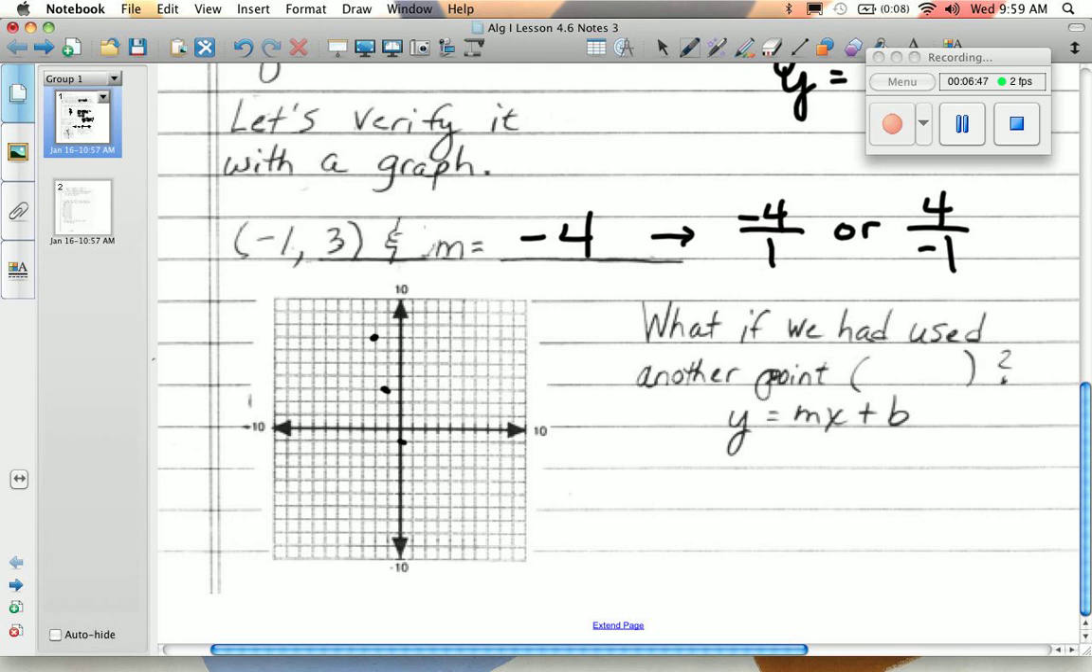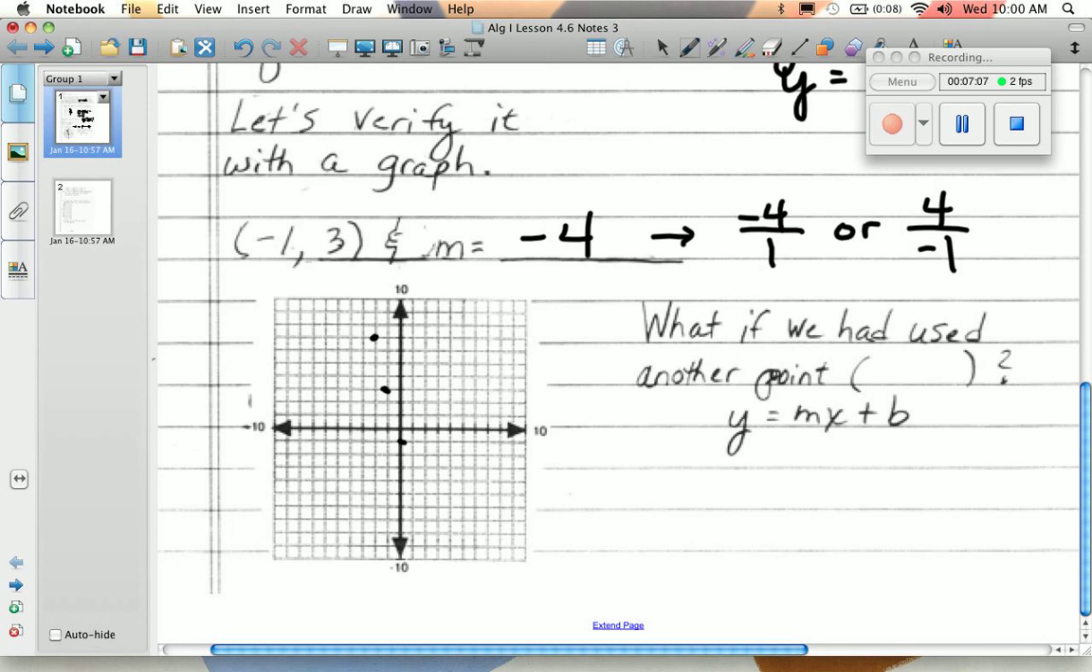Okay, now what I want you to do is pick another point on that line. What if we had used another point to find the y-intercept algebraically? Would we get a different y-intercept? Would you pick another point that's on that line besides the one that was given to us, or the y-intercept? I don't want either of those.